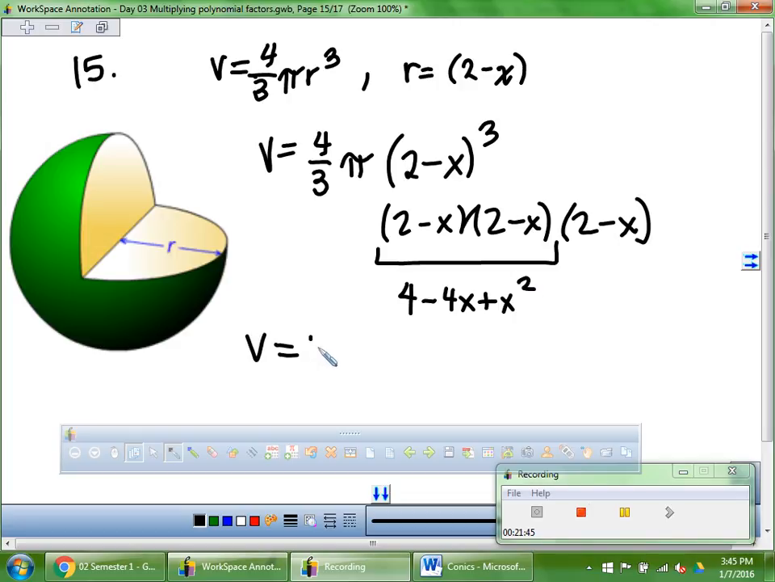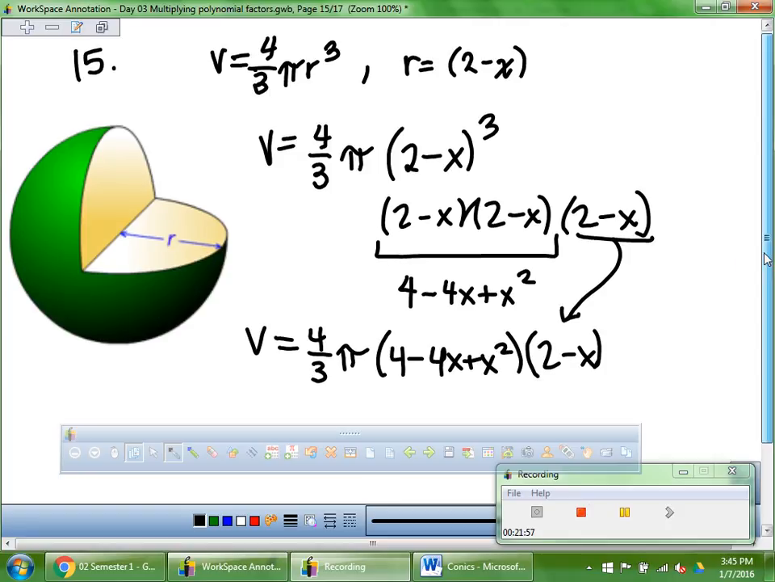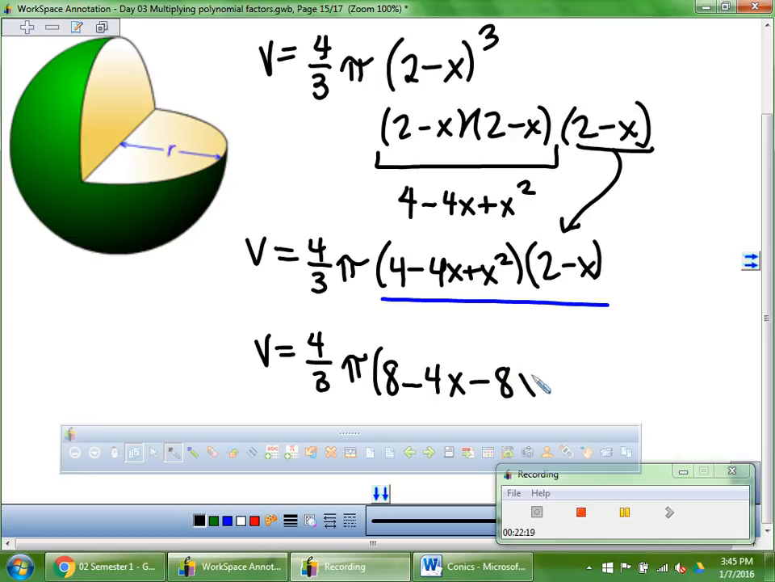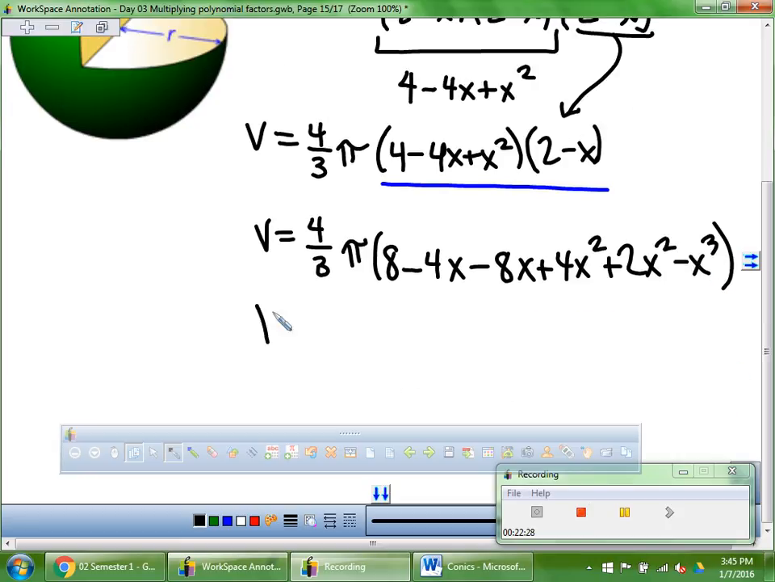So now we have 4/3 pi times this trinomial times this binomial that we haven't used yet. So next, we need to multiply the trinomial by the binomial. So I'm not going to write it all out. You can use the box. You can vertically multiply, or you can FOIL. But it's going to leave you with 8 minus 4x minus 8x plus 4x squared plus 2x squared minus x to the third. I'm going to combine my like terms.